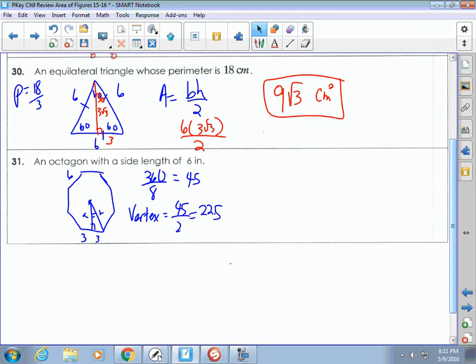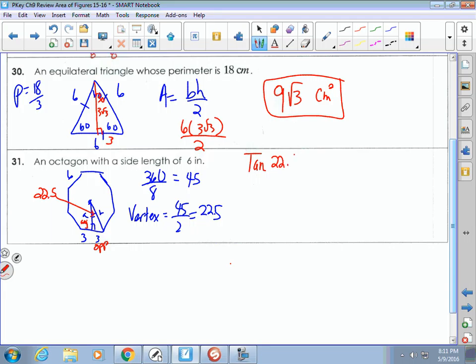So basically, my drawing is horrible, but I'm going to point an arrow to that angle, and that's where my 22.5 is. So I have the opposite, which is my 3. I need the adjacent. I can use opposite and adjacent to find that using tangent. So tangent of my vertex angle, 22.5, is equal to opposite over adjacent, which is the A. A is on the bottom again, which is what we did on number 26. So we just switch these here: 3 divided by the tangent of 22.5.